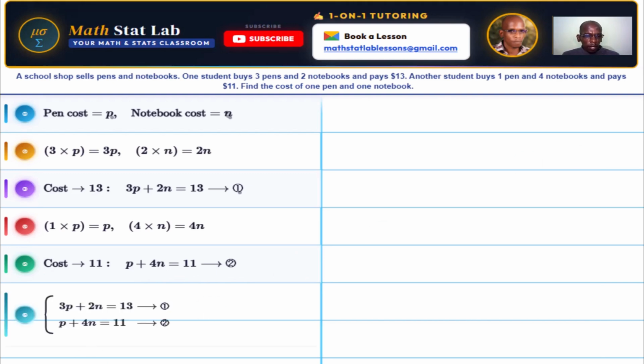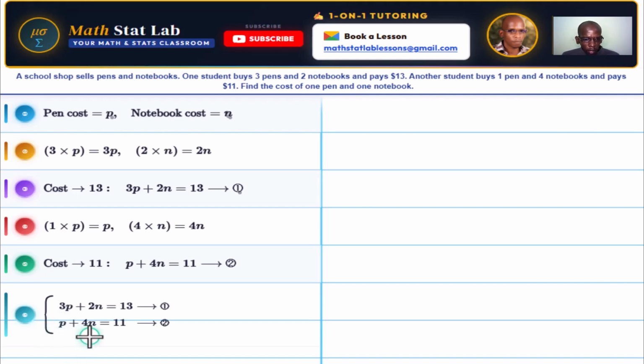So now we have the two equations. The first one is 3P plus 2N is equal to 13. Then the second one is P plus 4N is equal to 11. Now that we have the two equations, we need to solve them to get the cost of 1 pen and the cost of 1 notebook. From these two equations, I can use substitution, of course, to solve them.